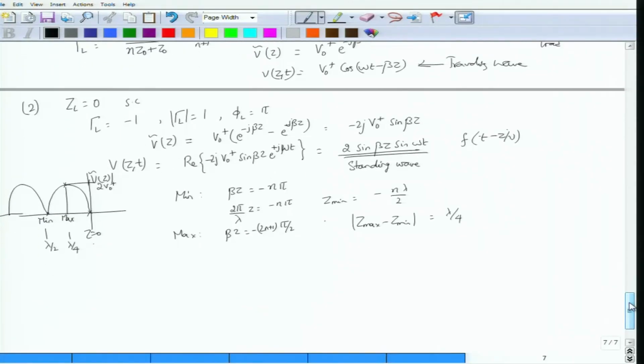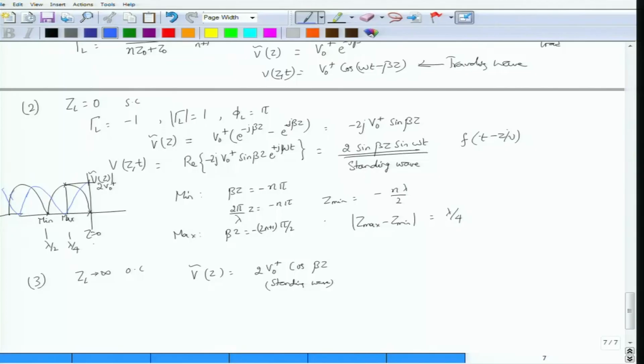A very similar relationship you can find for ZL tending to infinity, that is for the open circuit. Here though the voltage phasor becomes 2 V0 cos beta z. This is still a standing wave. This is still not a wave which is propagating, but if you were to plot this V of z as a function of z, you will see that initially there is a maxima, then a minima, then a maxima and a minima, and then it goes like this for the open circuit.